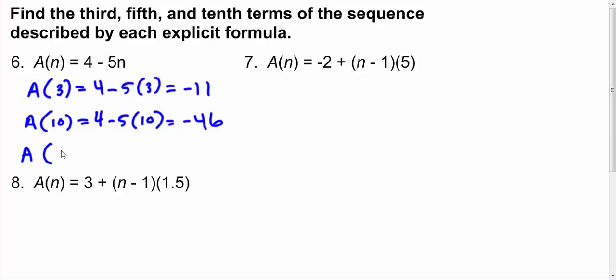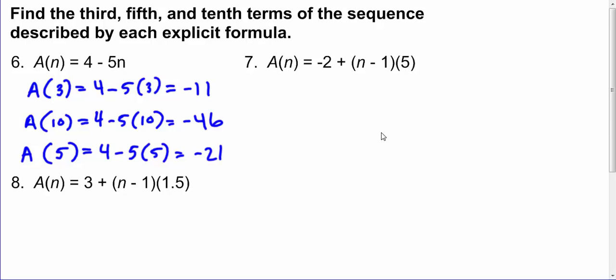And I actually skipped one on accident, didn't I? Some of you are probably freaking out a bit that, Hale, you missed a of 5. Well, I'll get it here. It's all right. We'll get it figured out. 4 minus 25 is negative 21.